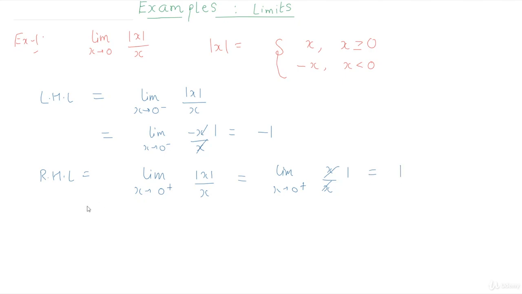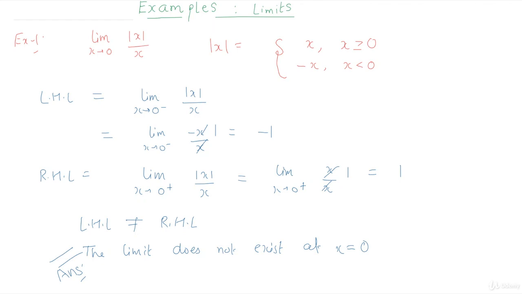Now we observe that the left hand limit is minus 1 and the right hand limit is positive 1. And since LHL, that is the left hand limit, is not equal to RHL, that is the right hand limit, we can say that the limit does not exist at x equal to 0. So the answer is limit does not exist at x equal to 0. So this is the answer.